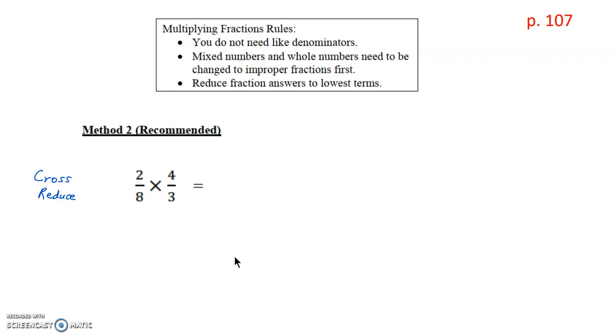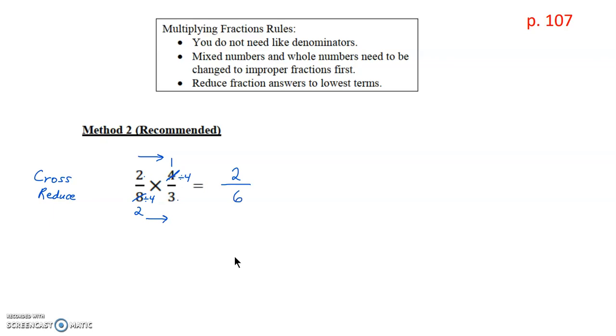So we look diagonal. 2 and 3 don't have any common factors, so we can't reduce those two numbers. But 4 and 8 are both divisible by 4. So what we're going to do is divide them by 4. And I'm just going to show that, but you don't have to show. Usually I just cross it out. 4 divided by 4 is 1. And then we're going to do the same. So you have to divide by the same factor. 8 divided by 4 is 2. So that's cross-reducing. After you cross-reduce, now you multiply numerators times numerators, denominator times denominator. So 2 times 1 is 2 over 2 times 3 is 6.